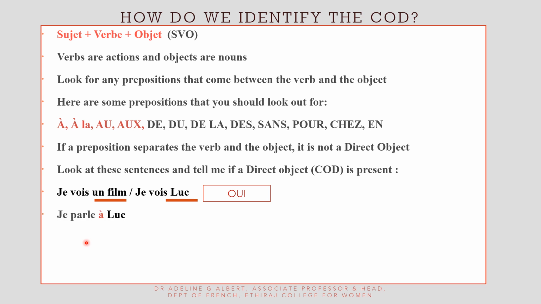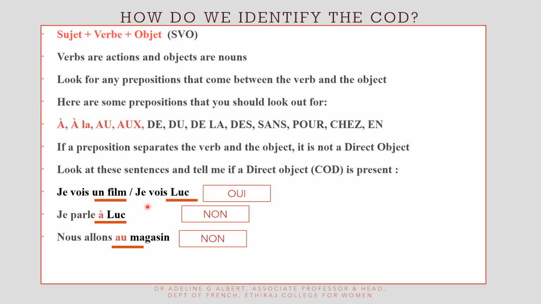Now look at the next sentence. Je parle à Luc. Subject, verb, object. In between Luc, who's your object, and parle, which is your action verb, there is a preposition. So Luc is no longer directly in front of the verb. Here it is indirect. Nous allons au magasin. We are going to the shop. Again, verb, object. And in between both these, you have AU. Look, over here, AU comes. So once again, this is not direct, it is indirect.